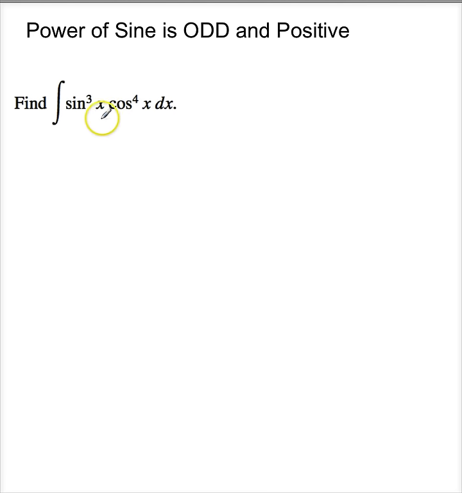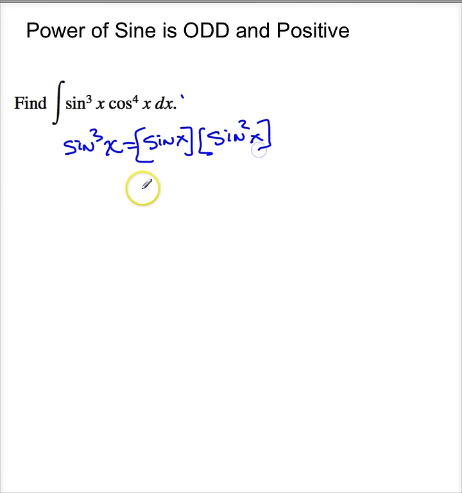Now, remember, let's find which one is odd. Always look for the one that is odd, and the one that is odd is sine. So I'm going to rewrite sine cubed of x. I'm going to pull out one sine of x, and I'm going to use this one for dx. And what am I left with? I'm just left with sine squared. Now I'm going to replace this. You can do this all up in the integral, that's fine. Sine squared is 1 minus cosine squared.